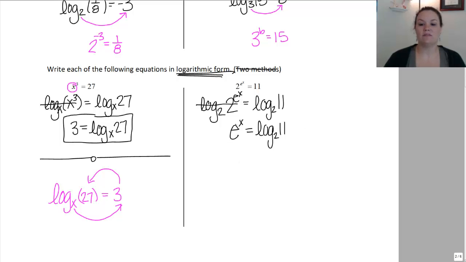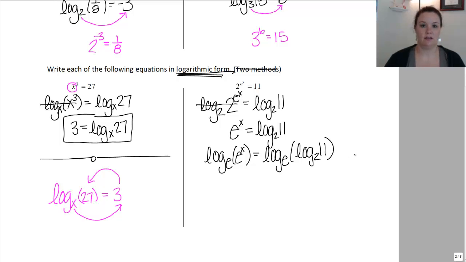So remember, to get rid of e to the x, I need log base e. So I'm going to take log base e of e to the x, and I'm going to take log base e of log base 2 of 11. So on the left-hand side, my log base e and e cancel, and I'm left with x is equal to log base e of log base 2 evaluated at 11.